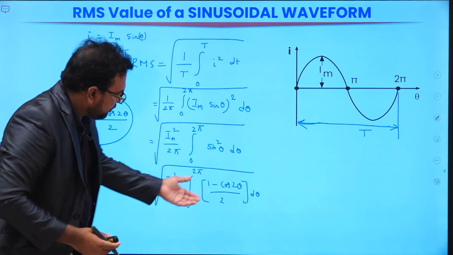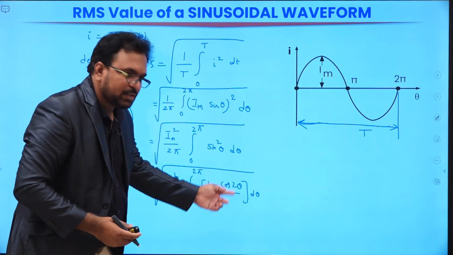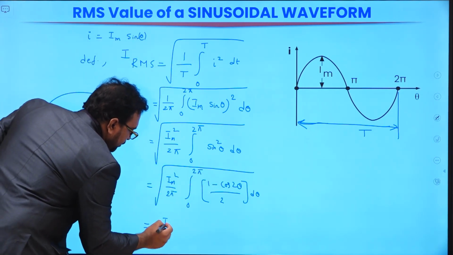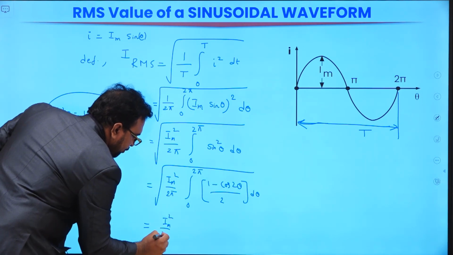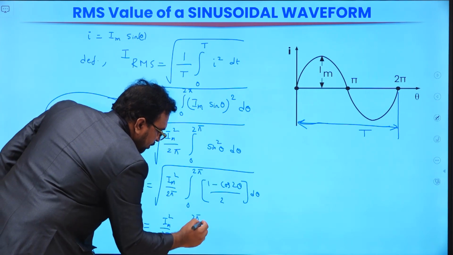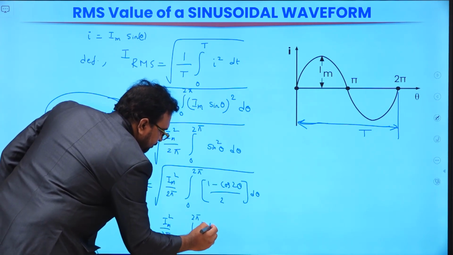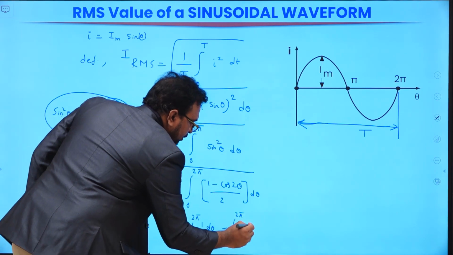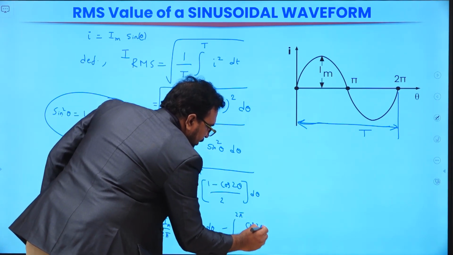So here there are two terms, 1 by 2 is one term, next minus cos 2 theta by 2 is another term. So separate the terms. So Im square by 2 pi. First one is integral 0 to 2 pi of d theta. Next one is integral 0 to 2 pi of cos 2 theta by 2.